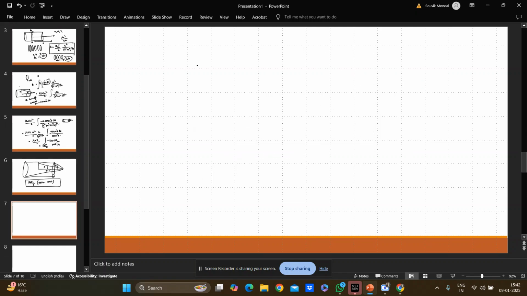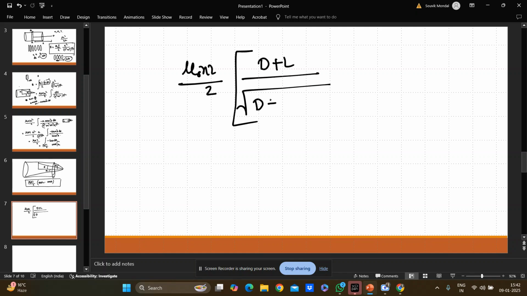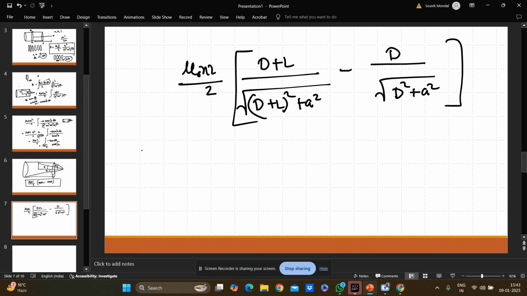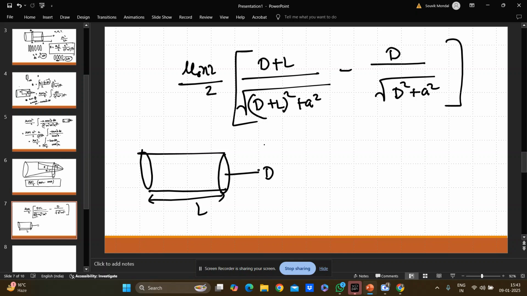So this is your answer in terms of theta, but you can again express it in terms of d and l. So mu naught n I by 2 times [(d plus l) divided by root under (d plus l) whole square plus a square, minus d divided by root under d square plus a square]. So let me clear what is d and what is l. So this is your length L and this is the distance D.